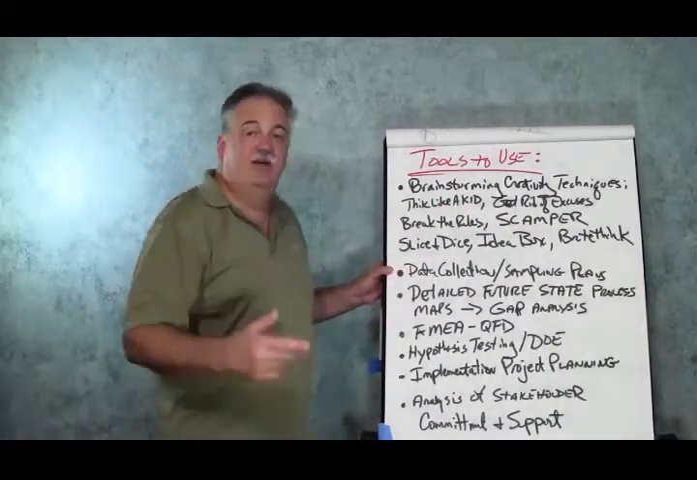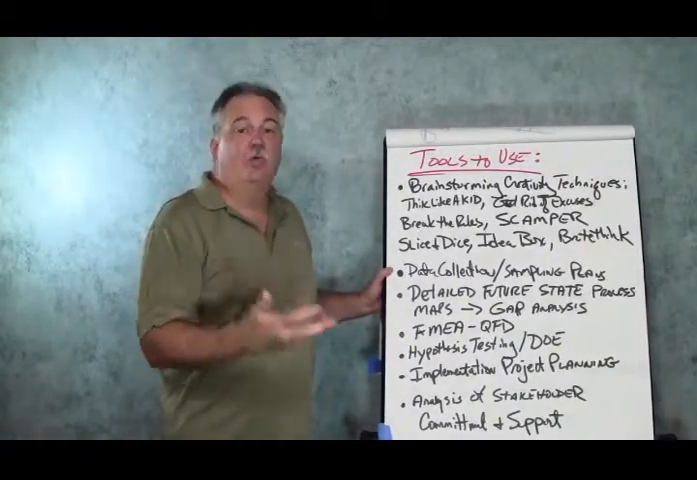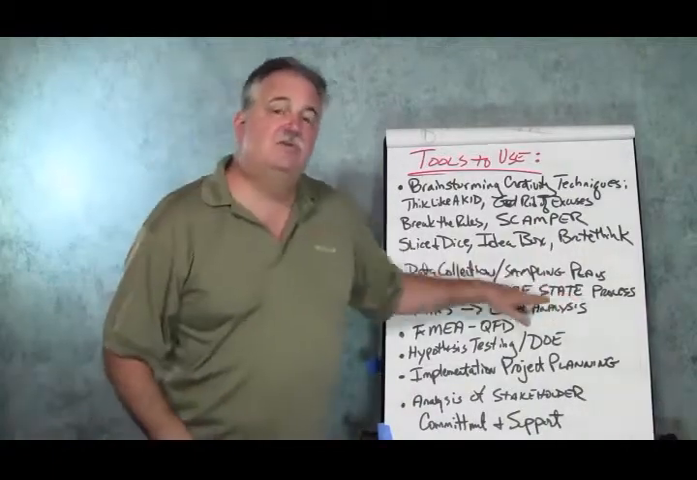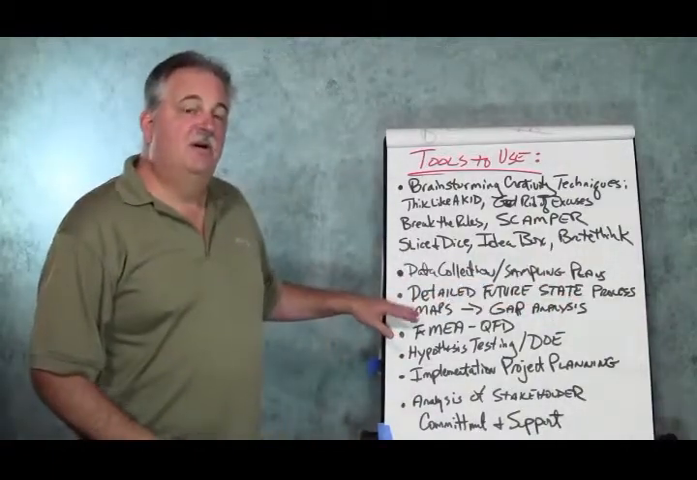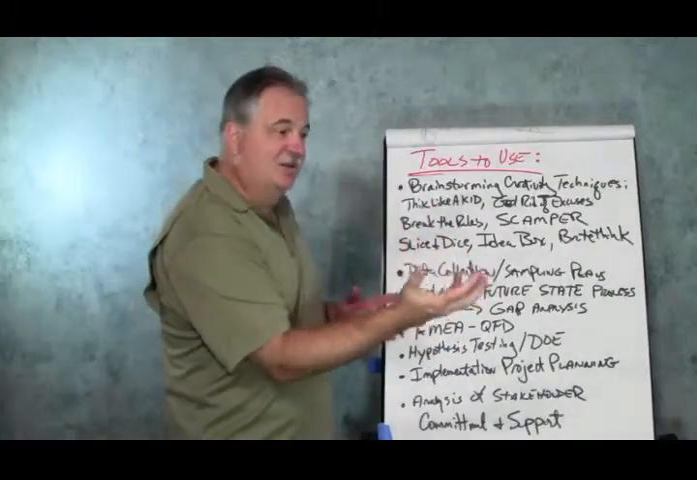Data collection and sampling plans, like I mentioned before, we're going to be using those pretty much throughout the whole process of DMAIC. All right. Detailed future state process maps. All right, so here we're saying, okay, here's our future state. This is what it's going to be.